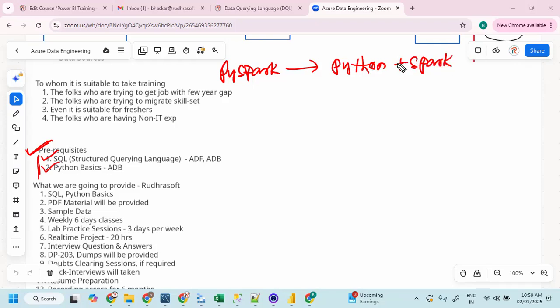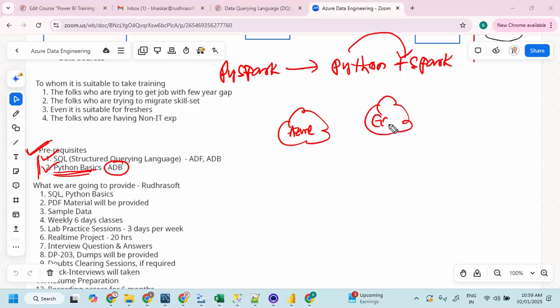Spark is an engine. Spark is a framework. And we are going to write the code in the style of Python. So Python is very, very important. Where is it important? In the Azure Databricks. If you know Databricks, we can work with Azure, we can work with GCP, and even we can work with Amazon.